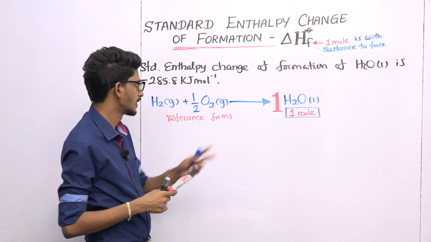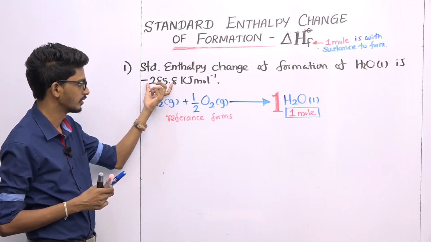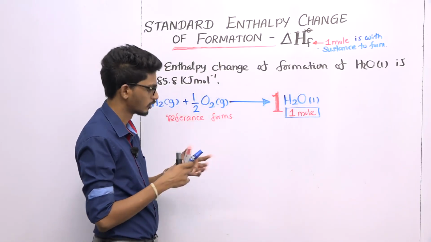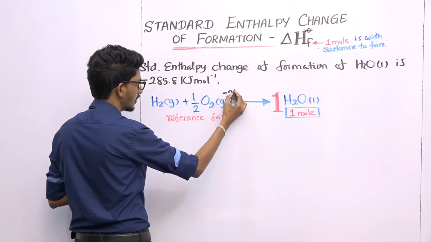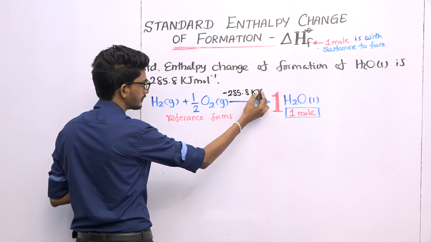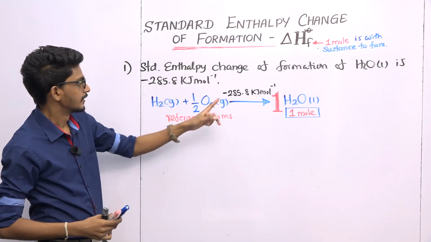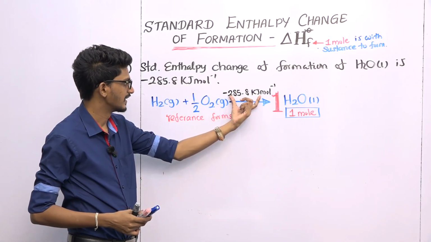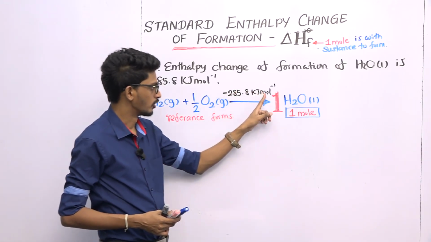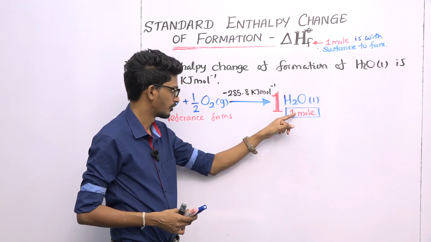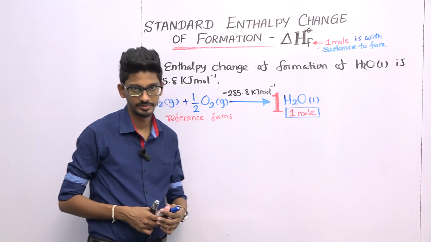Then you can apply this delta H value here or at the top of the reaction arrow. Both are okay, so I'll apply the value at the top of the arrow. It is -285.8 kilojoules per mole. I am again telling you, this thermodynamic equation says 285.8 kilojoules of heat is liberated when 1 mole of H2O is formed. This is about the formation enthalpy, right?